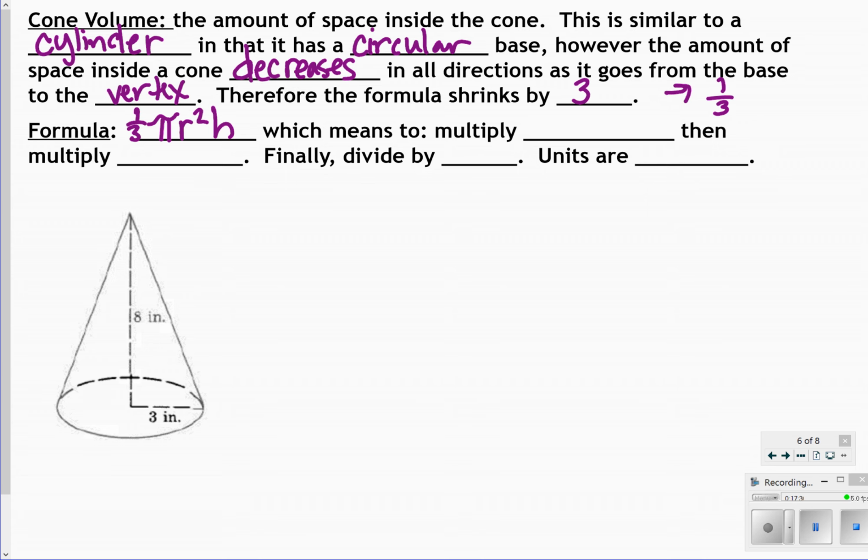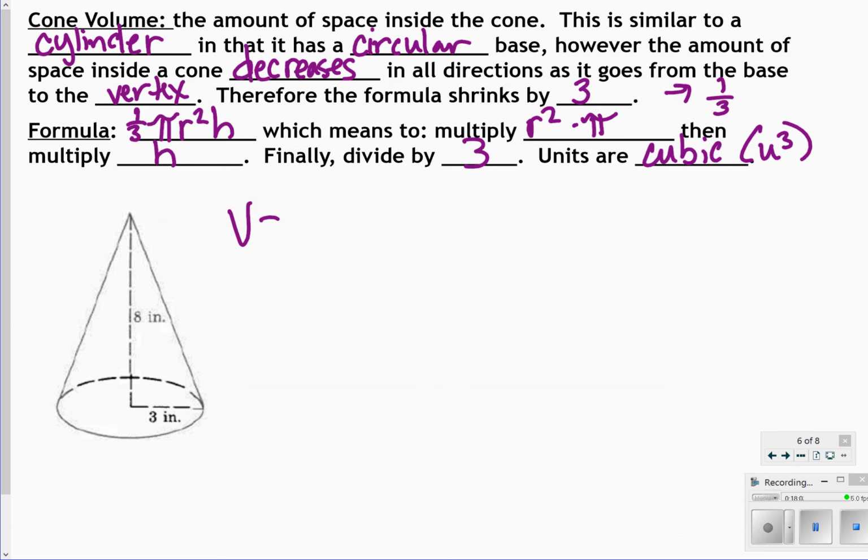Okay, so what this means is that you're going to multiply the base. So you're going to do r squared times your pi, and then you're going to multiply the height, and then you will divide by 3. And again, because we're talking about volume, units are cubic. Okay? Well, let's go ahead then and figure this out.